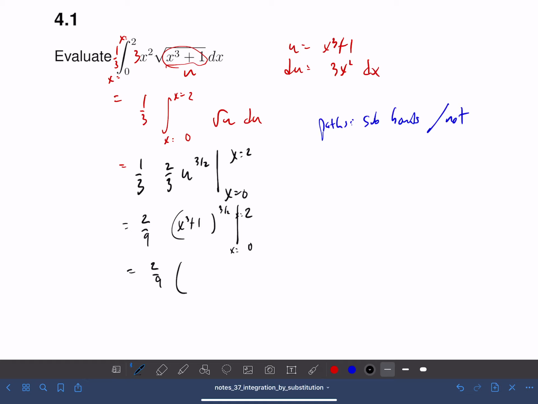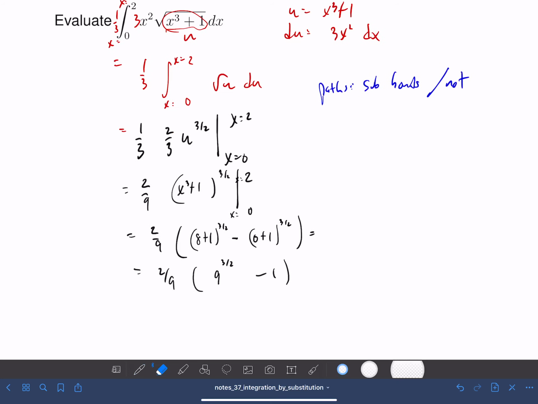Equals 2/9 of, let's see here, (8 plus 1) to the 3 halves minus (0 plus 1) to the 3 halves. It's 2/9 of something minus 1. 9 to the 3 halves, that halves is square root, and then that's 27. Equals 2/9 of 26 equals 52 over 9. And I don't remember whether 52 divides by 3, and I don't care right now. Okay, anyways.